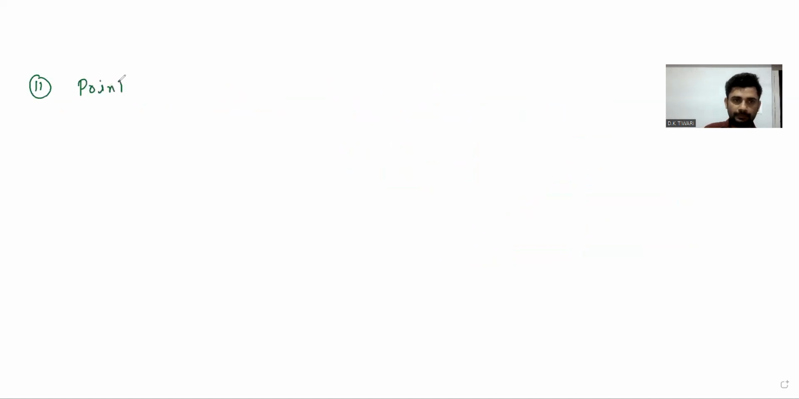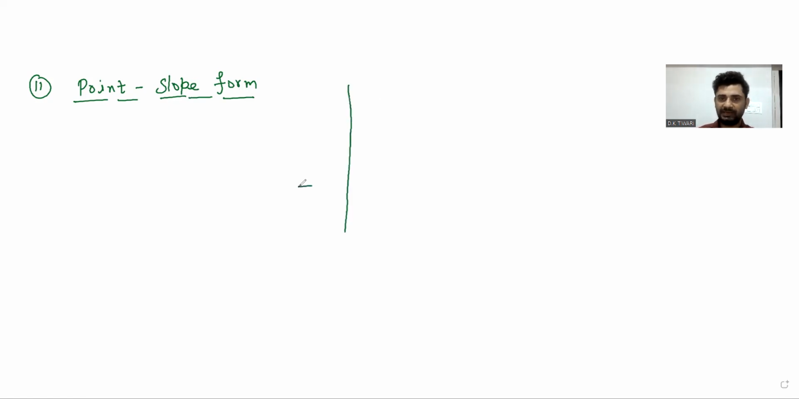So we move on to the next form of a line, which is the second form, point slope form. As the name suggests, one point is given and the slope of the line is given.